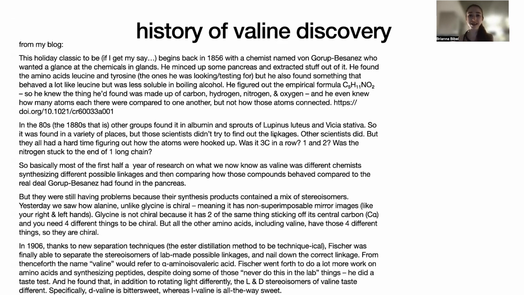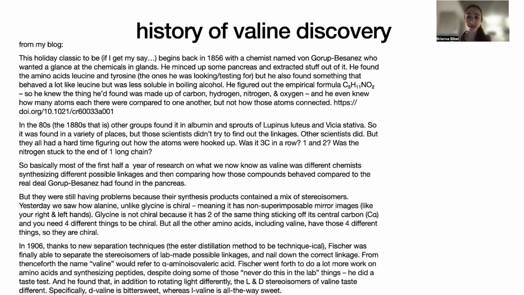And then later in the 1880s, a couple of other groups found it in albumin and sprouts of Lupinus luteus and Vicia sativa. But they didn't try to figure out the linkages. And other scientists tried to figure out those linkages, but there were so many different atoms they couldn't figure out how things were connected. And so most of the original research on valine was just trying to figure out how they were connected. But they were still having problems because they were trying to make these things in the lab.